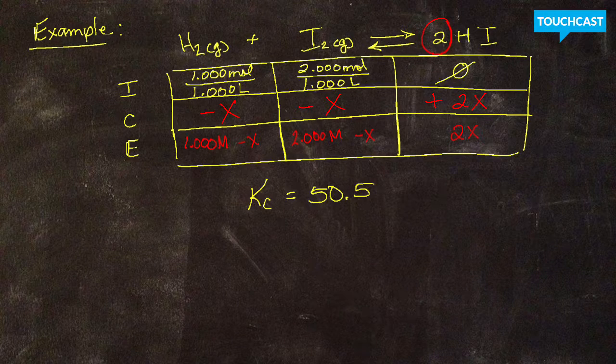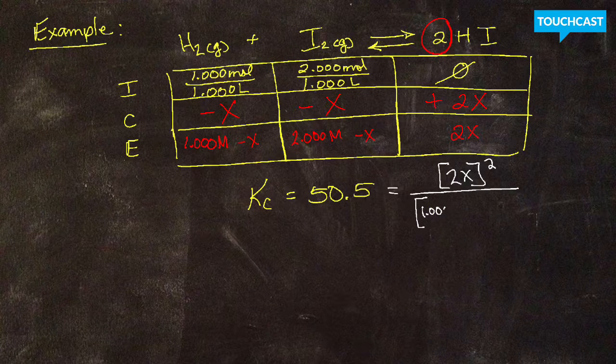So here's your K sub C expression. Let's plug into that K sub C, the 50.5. Let's put our products, which is 2X. This is going to be on the numerator. Make sure you square it, because there was a coefficient of 2. Let's get our hydrogen in there, 1.000 minus X. Right, and let's get our iodine, which is 2.000 minus X.